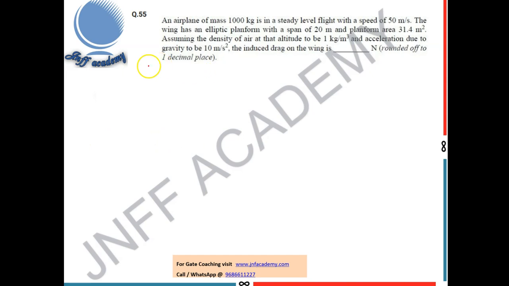What is asked in the question: first let's write the given information and what is asked. The given information is the mass of the aircraft. So the mass of the aircraft is equal to 1000 kg, and it is in a steady level flight. V infinity is given to be 50 meters per second, and it's an elliptical planform, which means that the Oswald efficiency factor is 1. They have also given the span b equal to 20 meters. They also gave S, so they gave almost all the information.